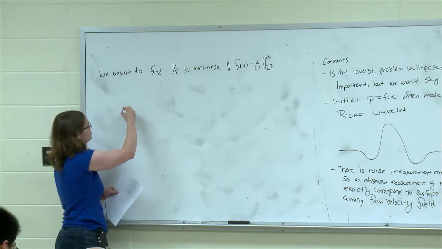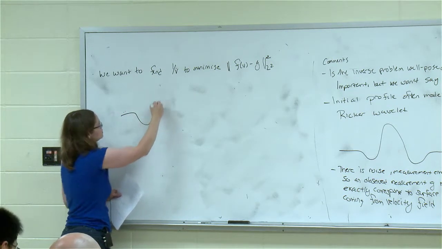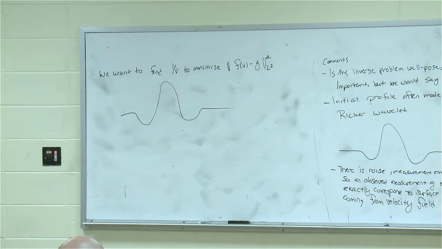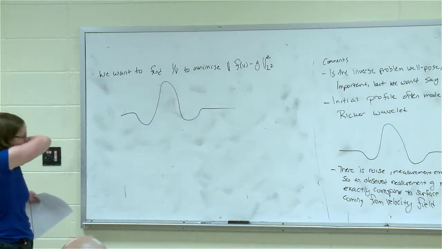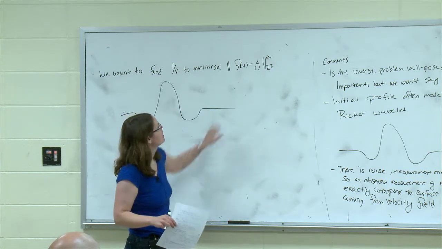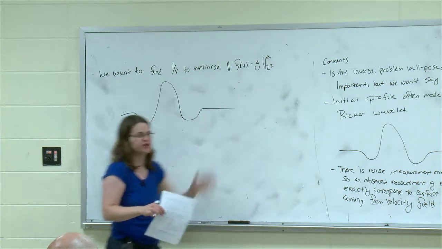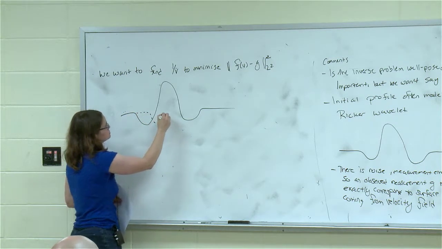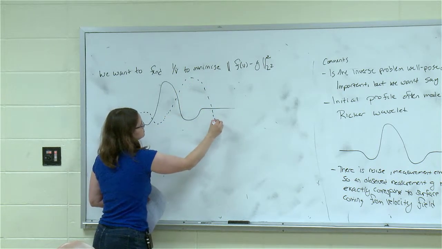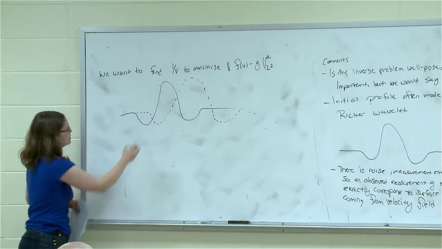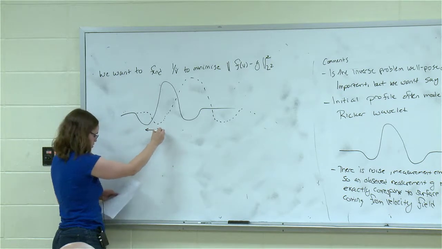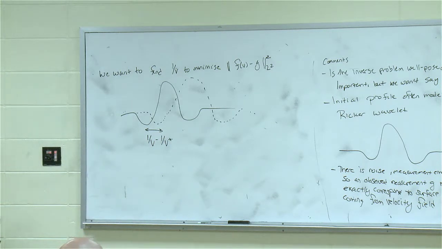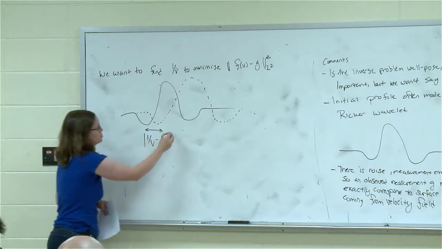Okay, so let's try to plot these. So I have one of my signals. Right, this has the correct shift. And then this one is shifted depending on what value of v I put in. Okay, and this shift is going to look like 1 over v minus 1 over v star in magnitude, depending on which is bigger.